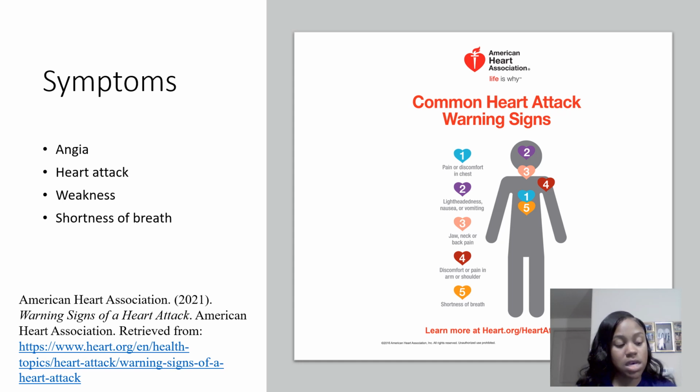Some of the symptoms of coronary artery disease are angina, which is just chest pain or discomfort. Most of the time people don't realize that they have coronary artery disease until they have a heart attack. That's the most common first sign that people go and get checked, and they realize, oh, I have CAD. Other symptoms are weakness, shortness of breath, lightheadedness, and cold sweats.